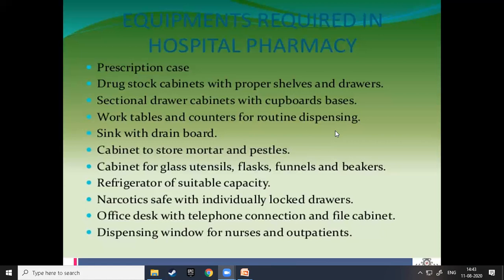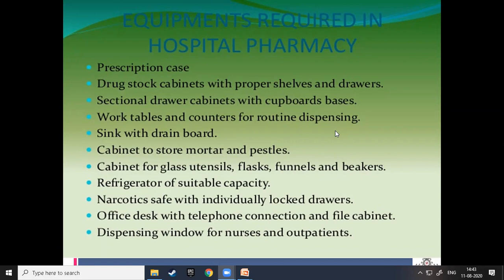Narcotics safe with individual lock drawer. That is very important. You have to keep all narcotic medicine in a special drawer with lock and key because it is handled very carefully, and for these narcotic drugs you have to maintain the record: to whom you have dispensed, against which prescription, or which doctor prescribed it for the patient. You have to maintain all those records in your pharmacy.